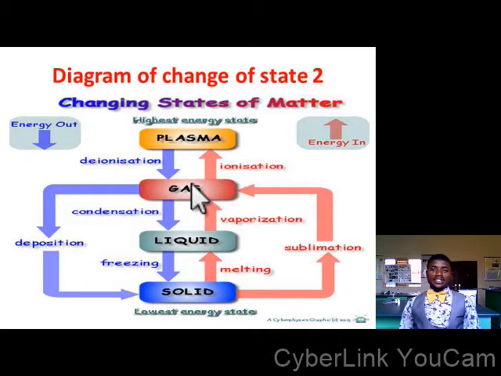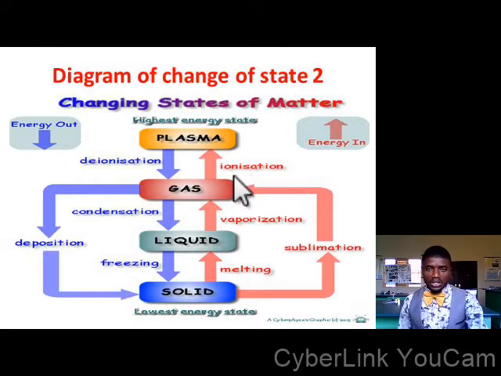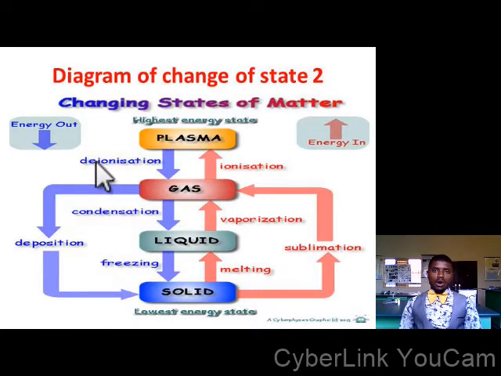And if at this stage you keep adding heat energy, it will now go to plasma, and that process from gas to plasma is called ionization. If you decide to remove this heat energy, it will come down to what is called deionization, back to gaseous state. And if you remove this heat energy from gas again, it will come to this stage called condensation, back to liquid and down to freezing, down to solid again. And then the cycle goes on and on and on again.